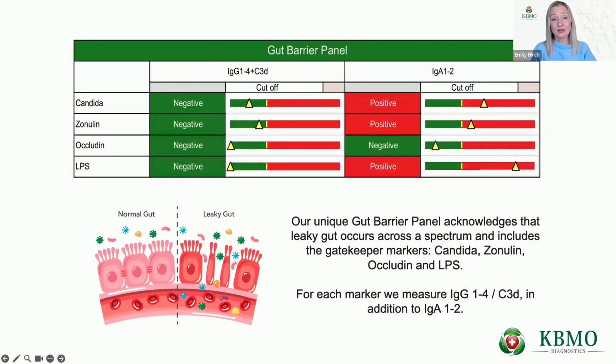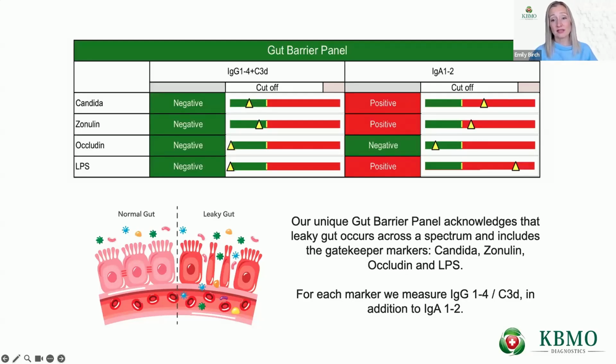Now, as you can see, we've got this great sliding scale here, going literally from negative, meaning no inflammatory response or no immune recognition response, through to red being a positive response. And we test these 4 markers, which I'll go into in a bit more detail in a sec: Candida, zonulin, occludin, and LPS, lipopolysaccharides.